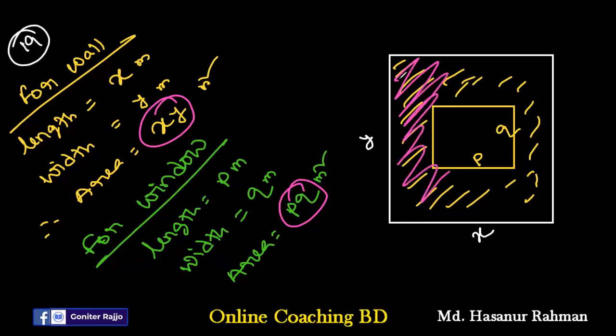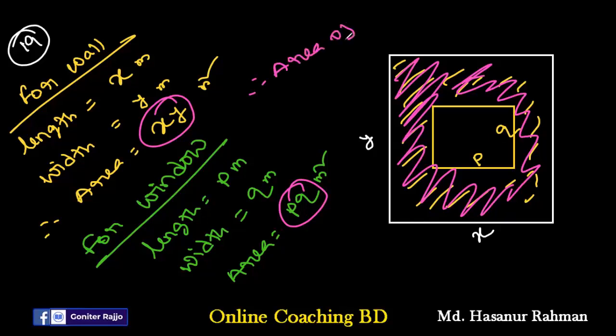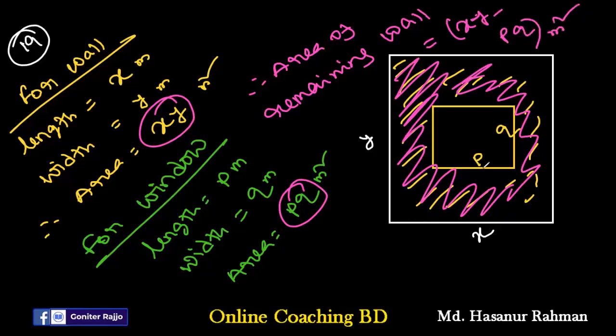That means we have to subtract the area of the window from the area of the wall. So we can say the area of remaining wall is equal to xy minus pq square meter. So answer will be xy minus pq square meter. And that is the solution of number 19.